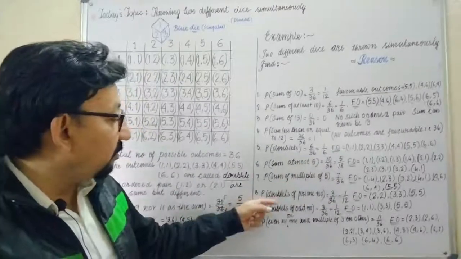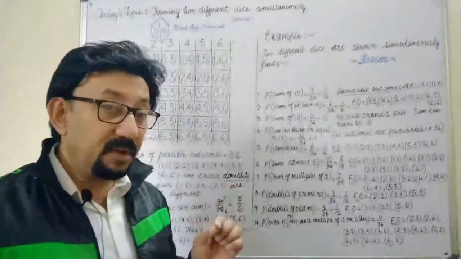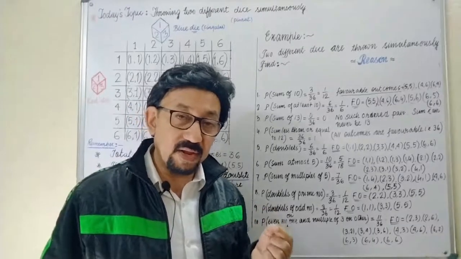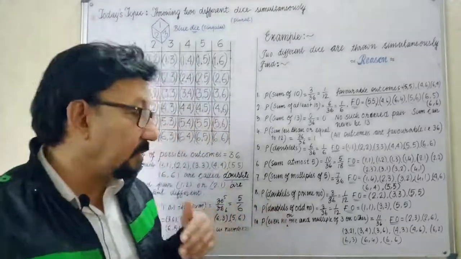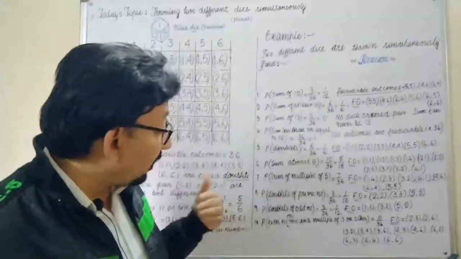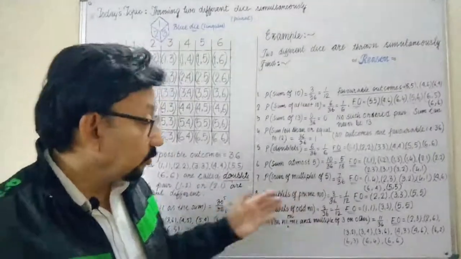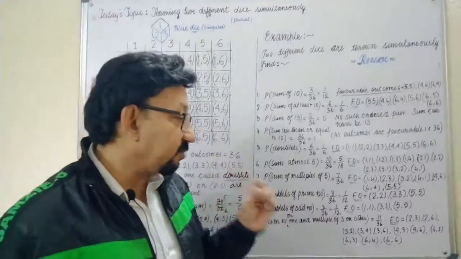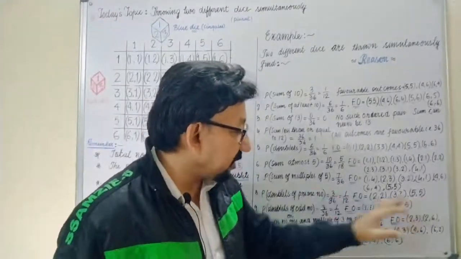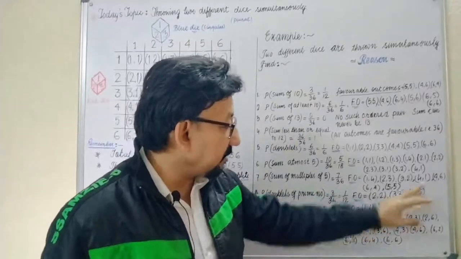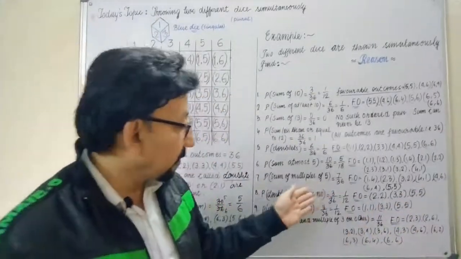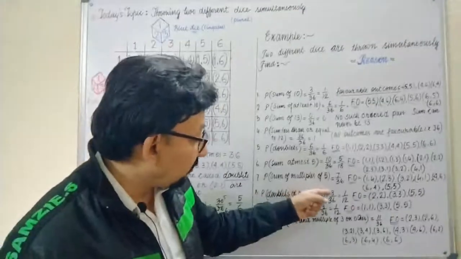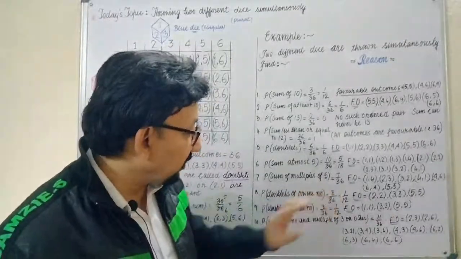Now, probability of doublets of prime. A prime number is a number which is divisible by 1 and itself. Probability of doublets of prime numbers: those ordered pairs should be doublets as well as prime numbers. So (2,2), (3,3), (5,5) are the doublets and 2, 3, 5 are the prime numbers. Such ordered pairs number 3 by 36. After cancellation it is 1 by 12.